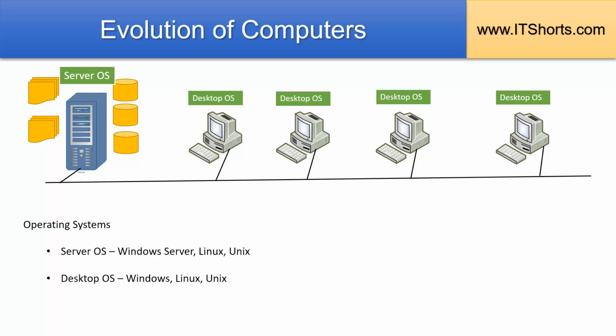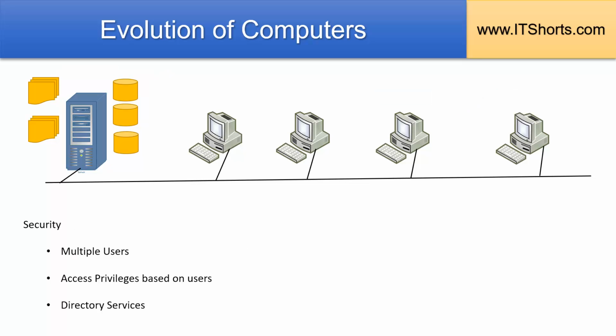Around that time, the servers were running server operating systems such as Windows Server, Linux, and Unix, while desktops were running the desktop version of Windows OS such as Windows 95, XP, 2000, to now Windows 10. However, what about the security of the data? How did the IT industry address the need of restricting the access to the data based on who is accessing it?